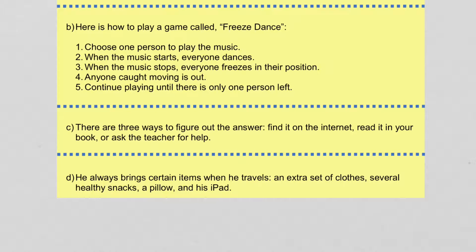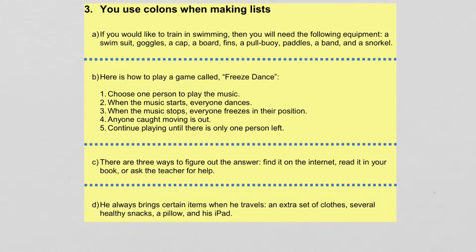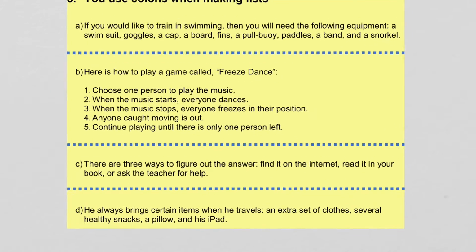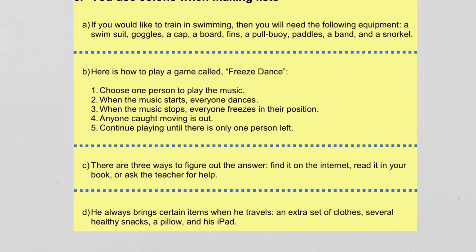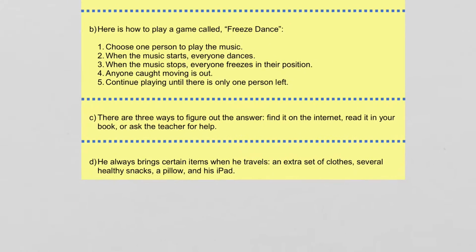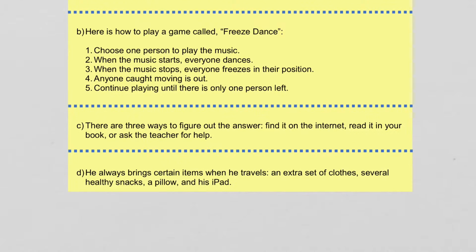I've introduced my instructions that way, right? Number 1, choose one person to play the music. 2, when the music starts, everyone dances. 3, when the music stops, everyone freezes in their position. 4, anyone caught moving is out. 5, continue playing until there is only one person left. So you notice that there's 2 ways to write a list, really. You can write it out all on one line or a couple of lines, like with example A. Or you can list each part of the list out, like I've done here with example B.